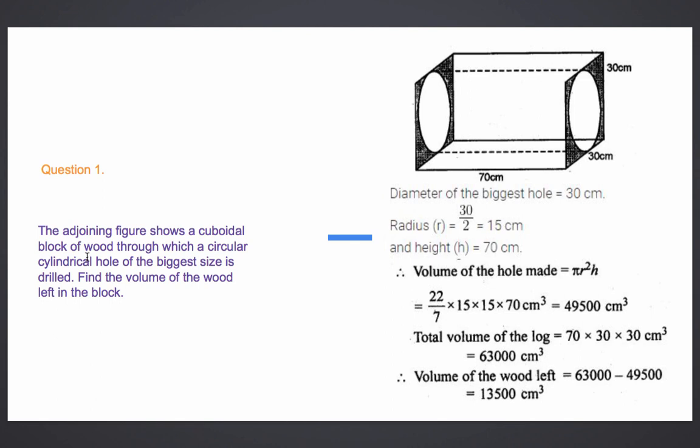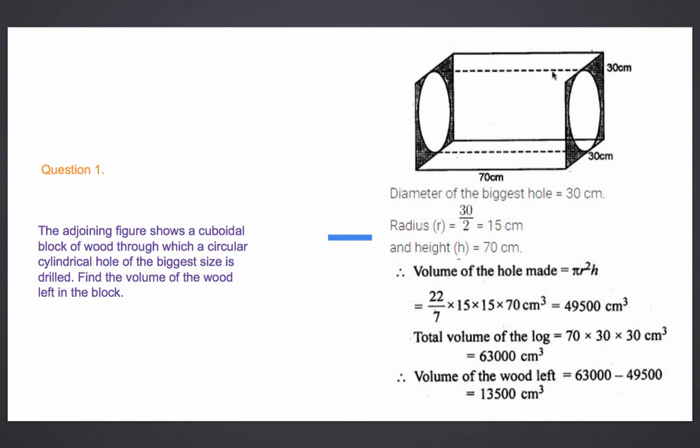Now let's start taking the question in small fragments. First of all, what shape is given of the wood? It is cuboidal in shape, right, students? So this is the figure given in your book. Cuboidal shape wood we have, and from that, what is done? A circular cylindrical hole of biggest size is drilled. We have to find the volume of wood left.